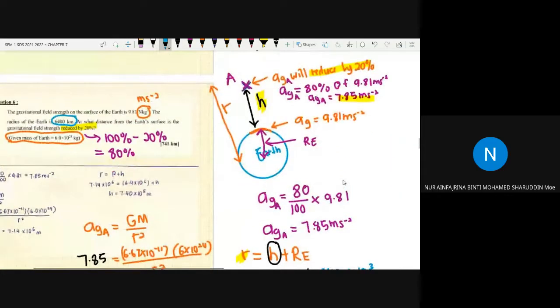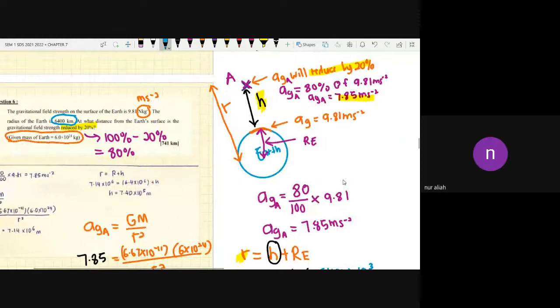Okay, boleh? Boleh Miss. Okay, apa sebab soalan ni is a bit tricky. Tricky as in dia cakap reduce by 20%. Berkurangan sebanyak 20%. Jadi you have to read your sentence properly. You have to read the question properly. Okay?